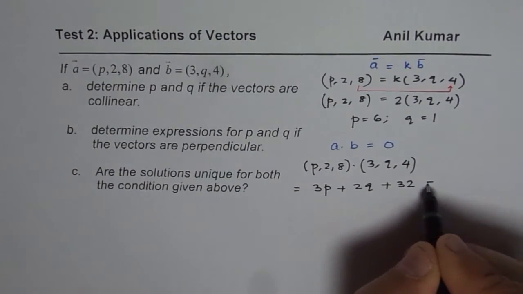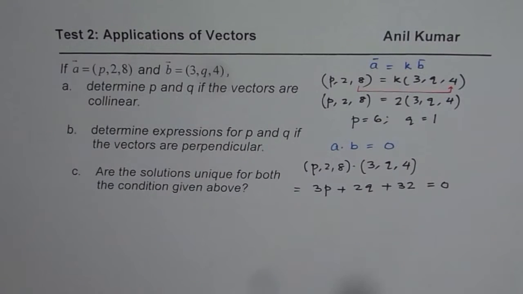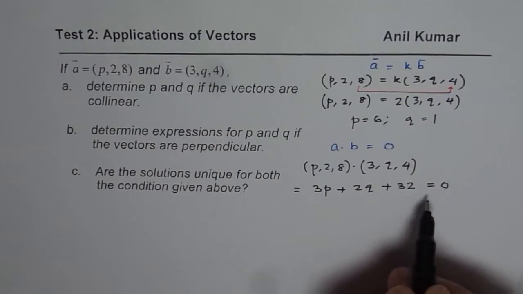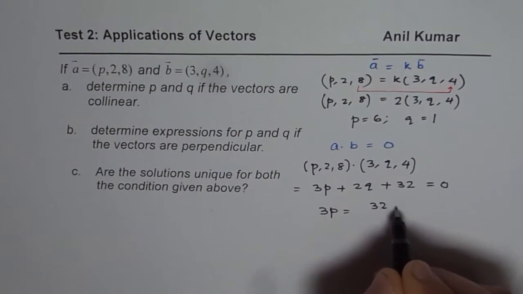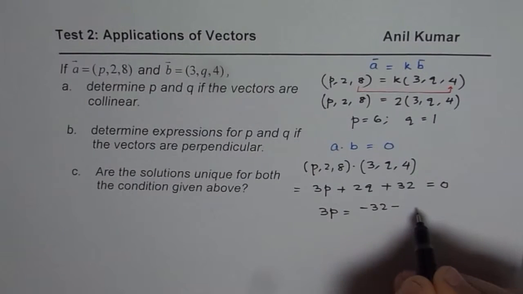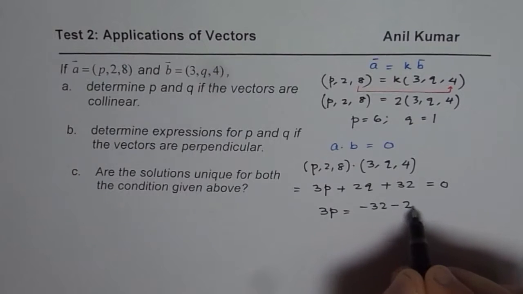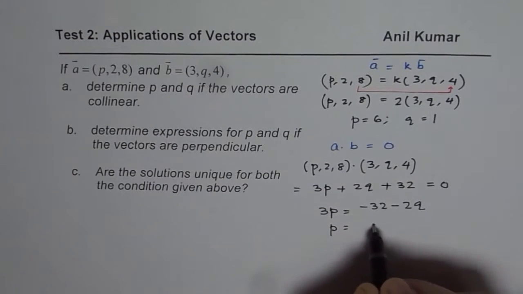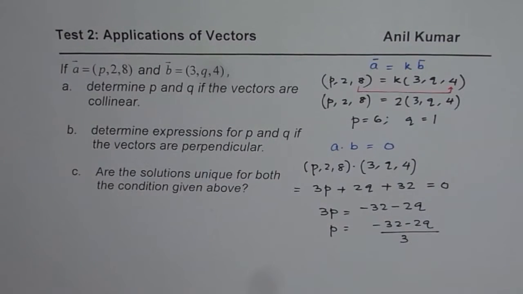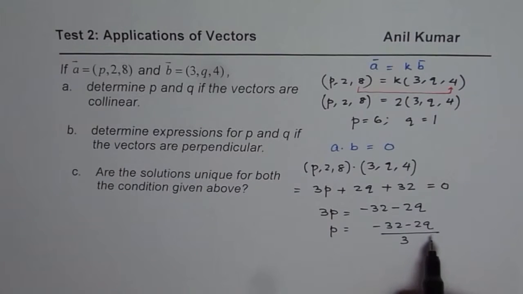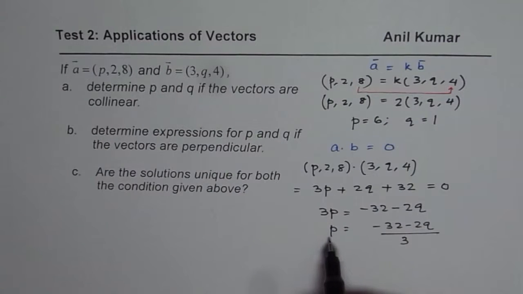Since the dot product is equated to 0, let's write it as 0. Now we'll find an expression for P and Q. So we can say 3P is equal to minus 32 minus 2Q, taking it to the right side, and P will be equal to minus (32 plus 2Q) divided by 3. So that is a relation between P and Q which will make them perpendicular, correct? Now to find the value of P, what can we do? We can substitute some value of Q, and then calculate P.